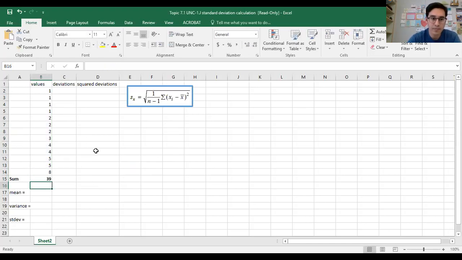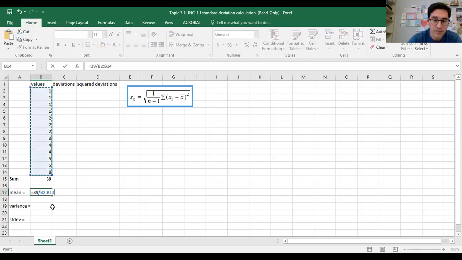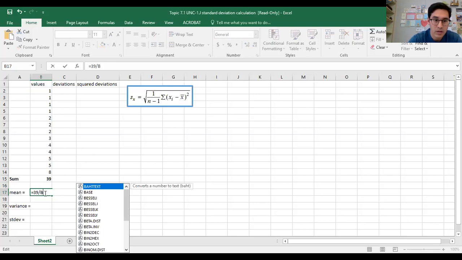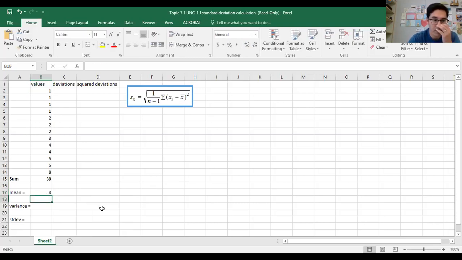Okay, 39. And then we'll divide by how many values we have. I believe there are 13. 1, 2, 3, 4, 5, 6, 7, 8, 9, 10, 11, 12, 13. Yeah. All right, so I have a mean of 3.